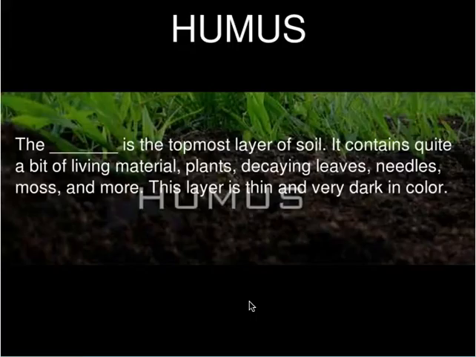Your answer, obviously, on the top you can see, is going to be humus. The humus is the topmost layer of soil. And if you had the opportunity to come outside with us to plant the couple of seeds that we did, the humus is the first layer that you touch on the ground.